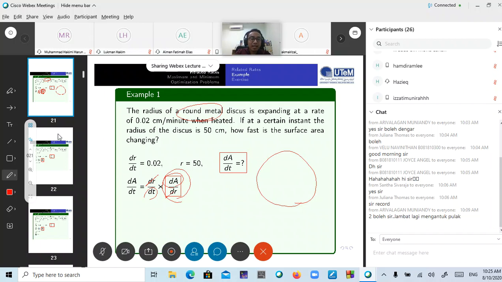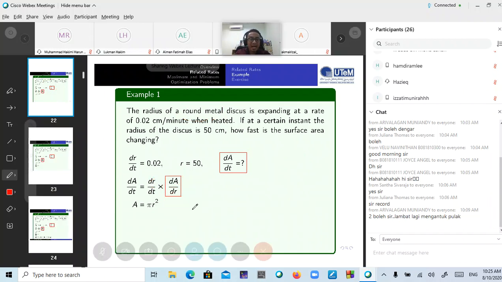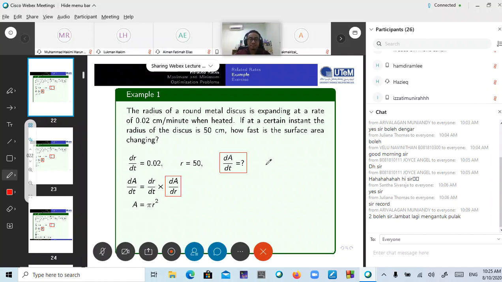Formula of a circle equal to what? Formula of a circle, A equal to pi r square. So, once you know the formula of a circle is A equal to pi r square, you can differentiate directly A with respect to r. Okay. So you can get dA over dr equal to 2 pi r.